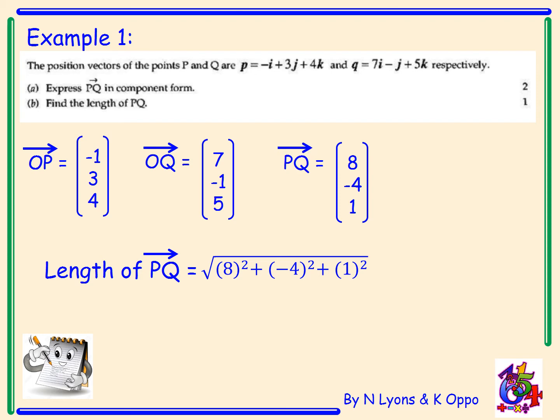So it's the square root of 8 squared plus, now you need to show you know it's minus 4 squared. It becomes positive anyway, it doesn't really matter, but for the examination board you really have to see that written down, plus 1 squared. In your calculator that's going to give you the square root of 81, which would simplify to 9. So we've found out the length of PQ equals 9 units, but you can just leave it as 9.